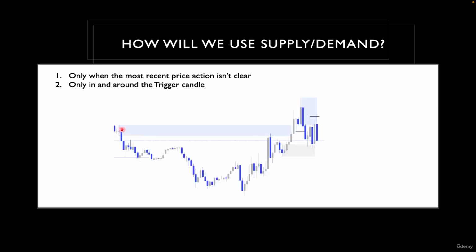Same again, we've got this supply zone here. We've reacted, demand has broken. We had a little retracement, broke again, and we break to the downside, which I've indicated with this line. React to this demand, come back up, and then our trigger candle prints within this supply zone here.